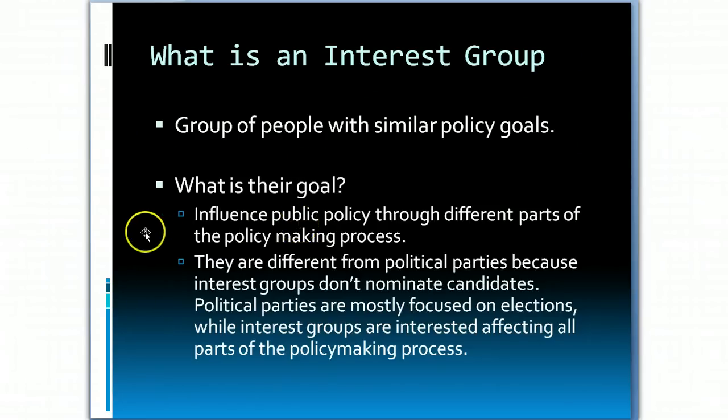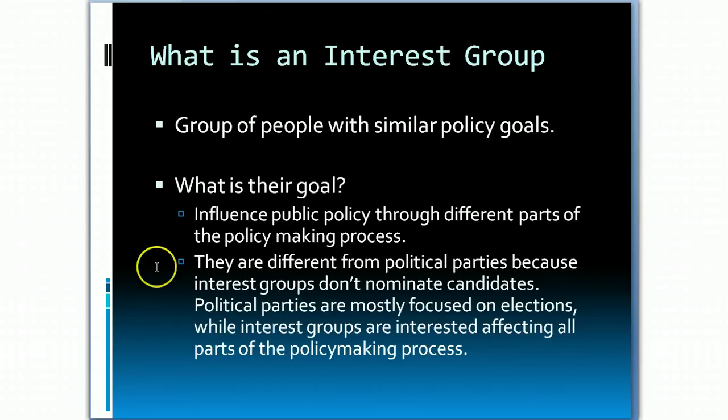First off, we're going to talk about what is an interest group. We've talked about this in class, so you should know that they are a group of people with similar policy goals. And their goal is to try to influence public policy through different parts of the policymaking process. They want to get their issue, whether it be guns or abortion or funding for their business, turned into policy or law.